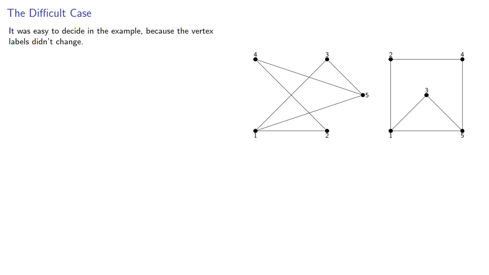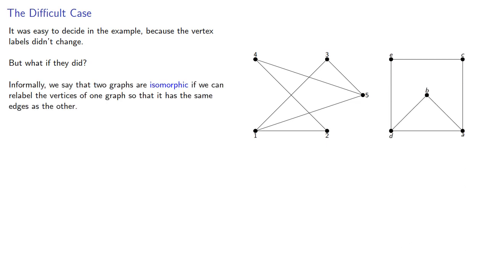Now, it was easy to decide in the example because the vertex labels didn't change. But what if they did? For example, suppose our vertices were labeled this way or this way. Informally, we can say that two graphs are isomorphic if we can relabel the vertices of one graph so it has the same edges as the other.